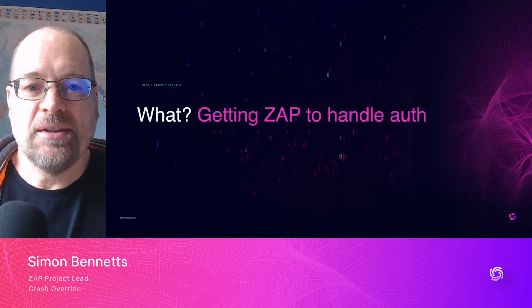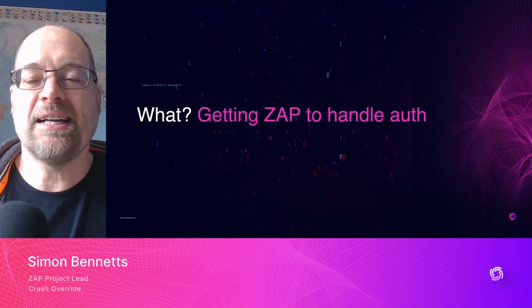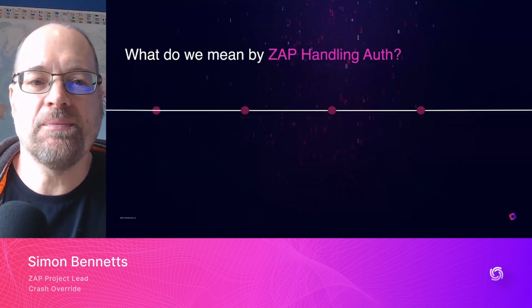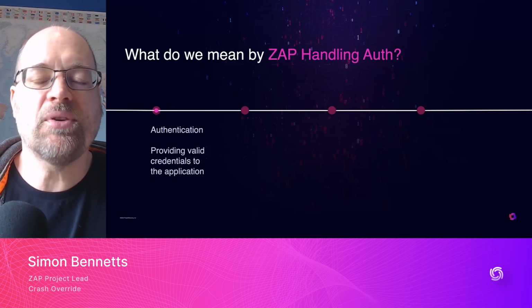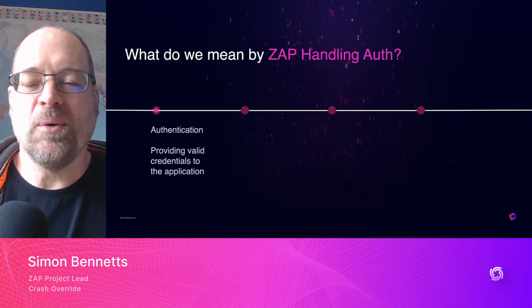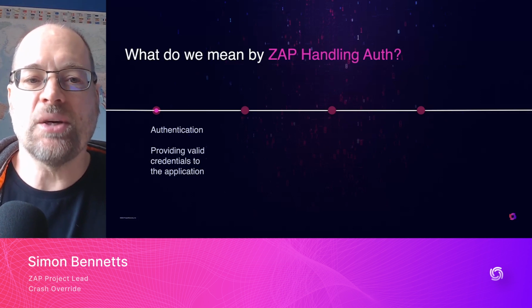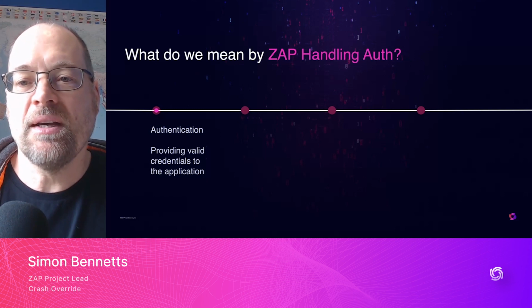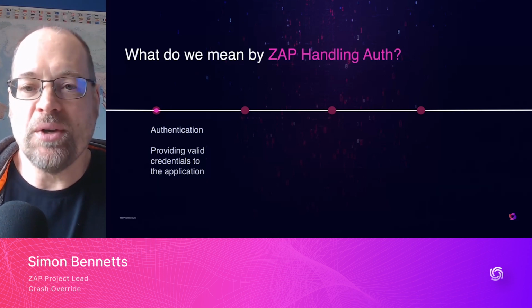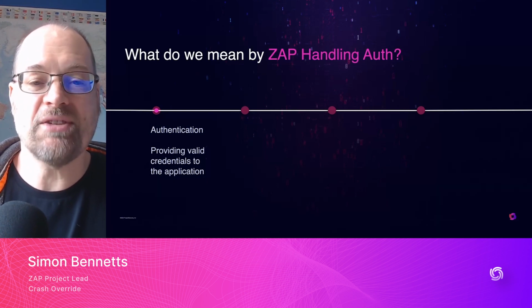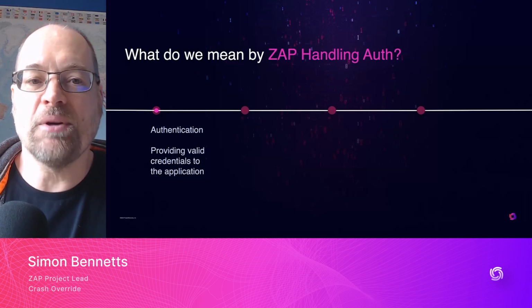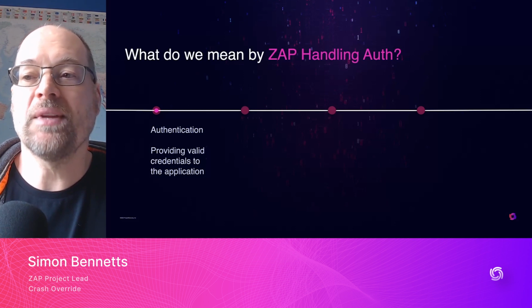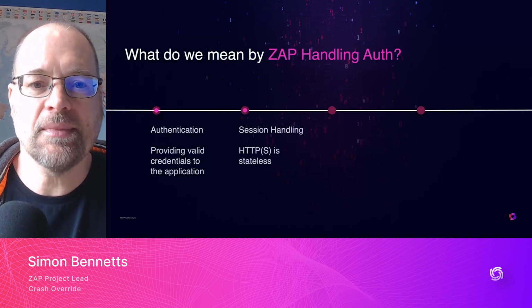The subject of this talk is getting ZAP to handle authentication. What do we actually mean by that? It means several things. First of all, authenticating to your application: providing valid credentials and getting some sort of token back. This could be via a login form or API calls, whatever's necessary, but it's just providing valid credentials and being authorized to access the application.